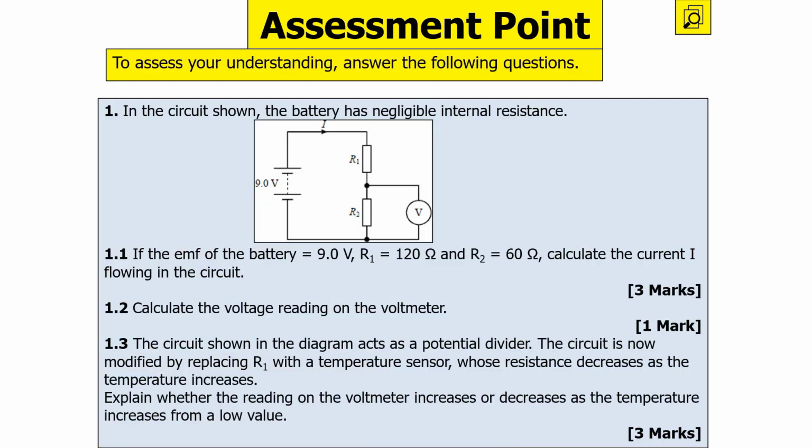The next question says, in the circuit shown, the battery has a negligible internal resistance. If the EMF is equal to 9 volts, R1 is 120 ohms and R2 is 60 ohms, calculate the current flowing in the circuit.